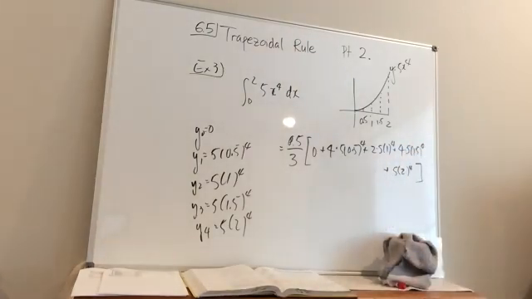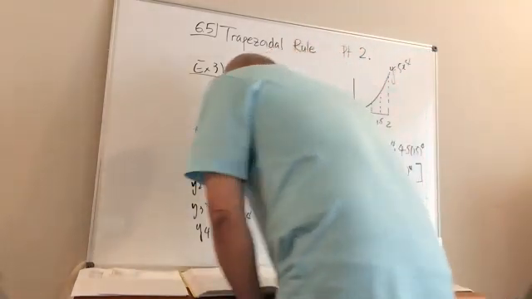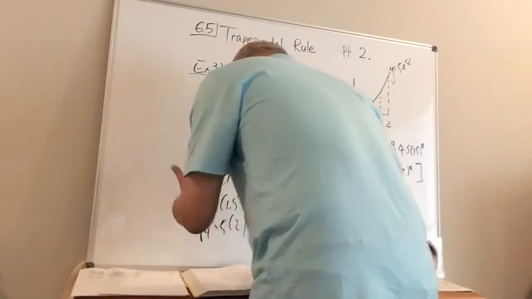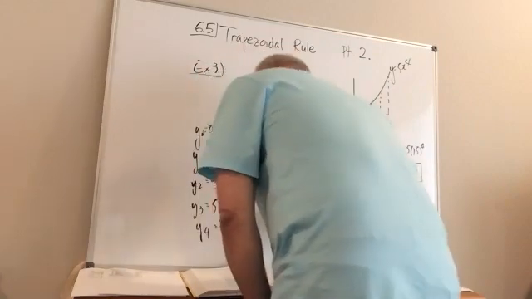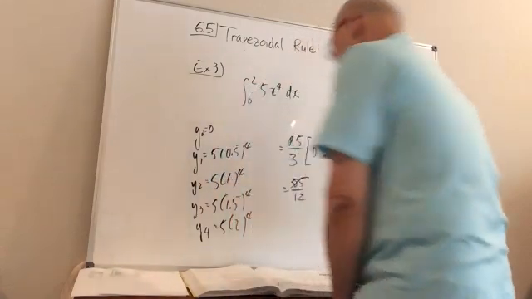So that's what it looks like. That's how you do it. You can just plug it into your calculator and it's going to come up with something, and it's going to be 385 over 112.